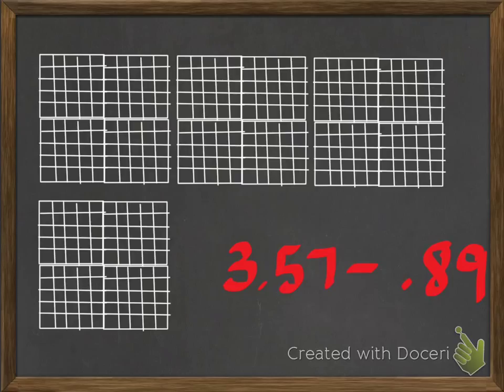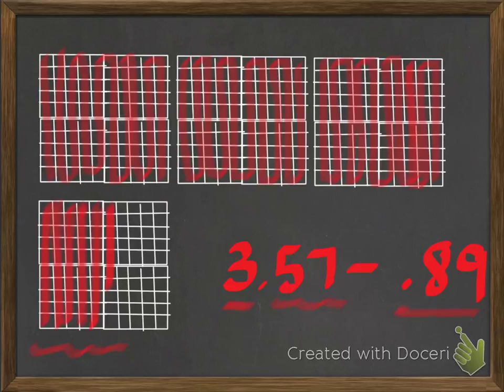So I'm going to start by filling in 3 whole grids, and then I will fill in 57 hundredths on the next grid. Okay, you can see that I colored in 3 whole grids to show 3 wholes, and then 57 hundredths, I colored that on this grid. There's 57 out of those 100 pieces that are colored in. Now I'm going to take away 89 hundredths. So I'm going to change colors so I can see the difference, and I'm going to take away 89.